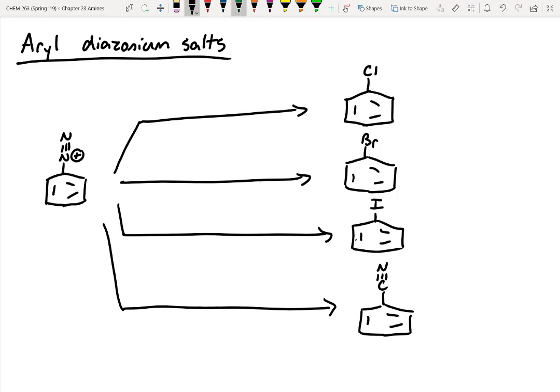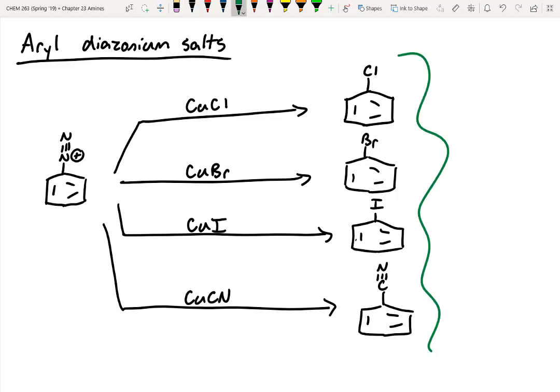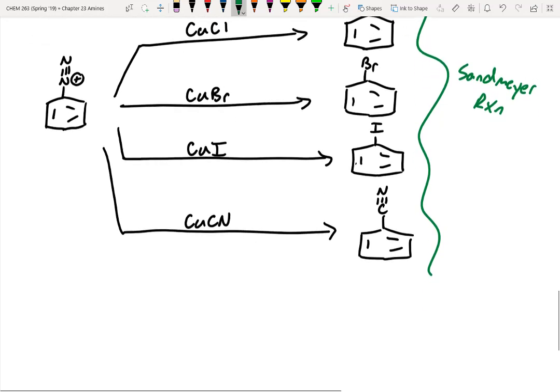Because you have different groups, we can't just use a methyl halogen. No, we have to use a special reagent for each of these. In fact, what you have to use is a copper(I) salt. So for the first one, we're going to use copper(I) chloride. This works really well. Next one, copper(I) bromide. Next one, copper(I) iodide. And then we can use copper(I) cyanide right here. These are all called the Sandmeyer reactions. It's really quite useful.